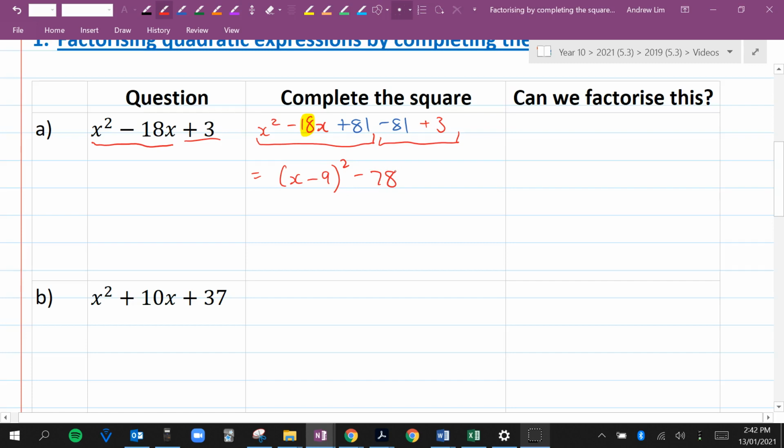Can we factorize this? Well, yes, we can. It is a difference of two squares because of this minus sign right here. If that was a plus sign, we cannot factorize it because it's not a difference of two squares. So it now factorizes to x minus 9, x minus 9, put my plus sign, put my minus sign, and square root 78. That's it.